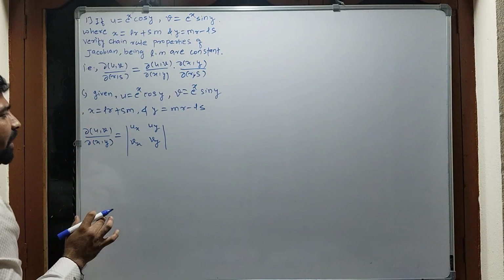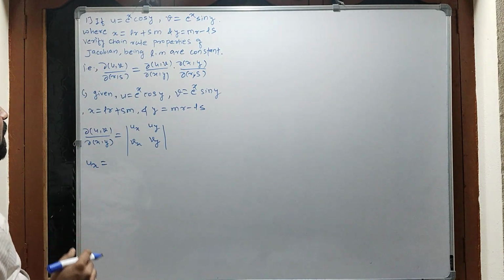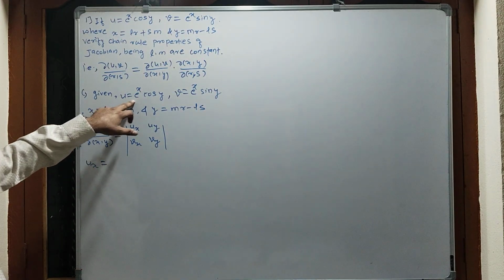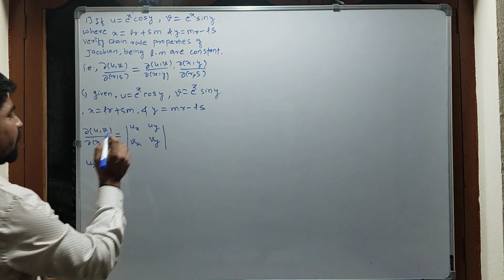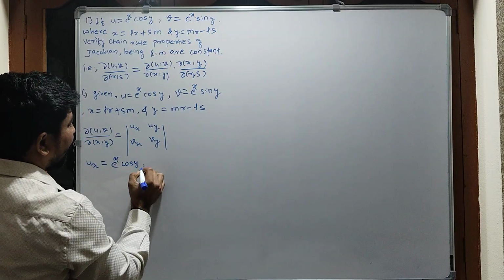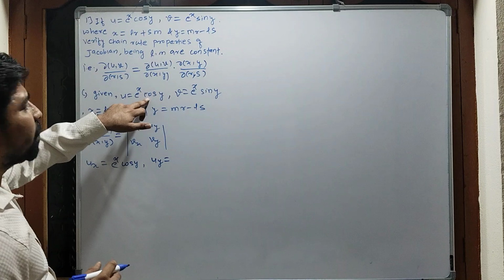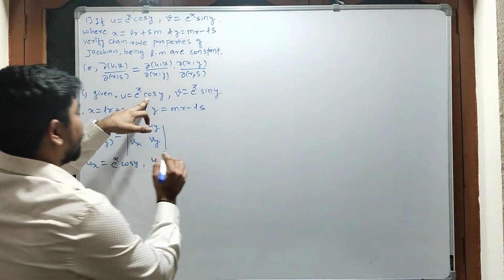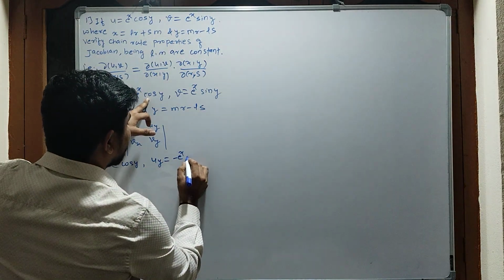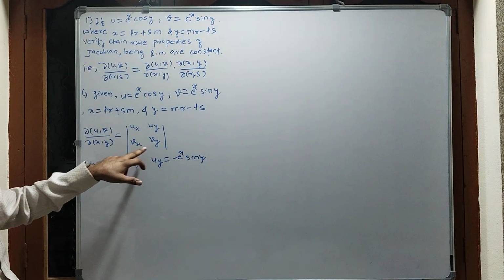So first I want to find ux. Here ux is the partial derivative of u with respect to x, treating y as a constant. So here it is e to the power x into cos y. And the partial derivative of u with respect to y: the derivative of cos y is minus sin y, so here it is minus e to the power x sin y. In the same way I want to find vx and vy.